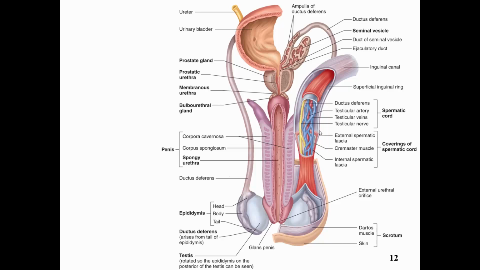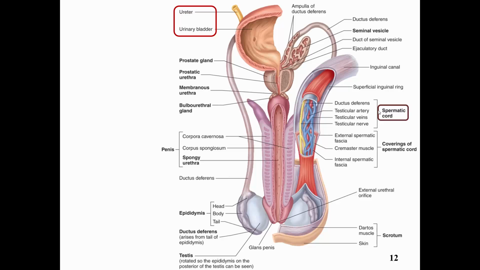focus on a few of the key labels that are important to the passage of sperm cells through the reproductive tract. We begin here with the urinary system. We have the ureter, which transports urine produced by the kidney into the temporary storage location called the urinary bladder. And note that the urethra is formed at the distal end of the urinary bladder.